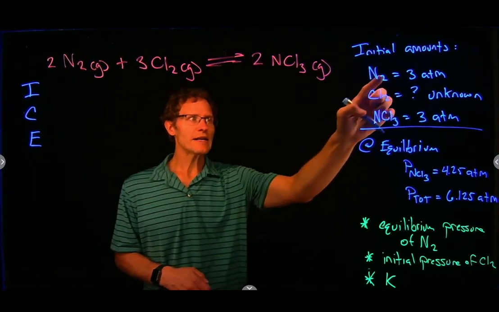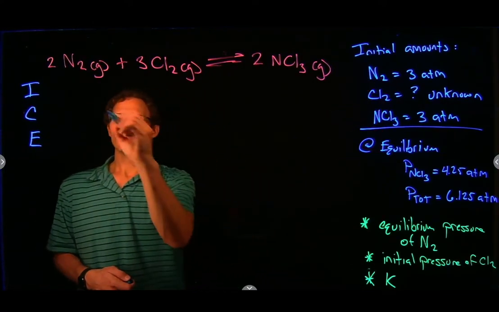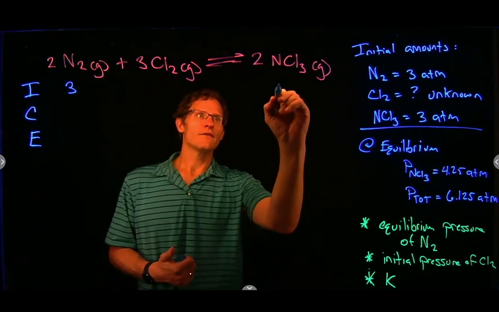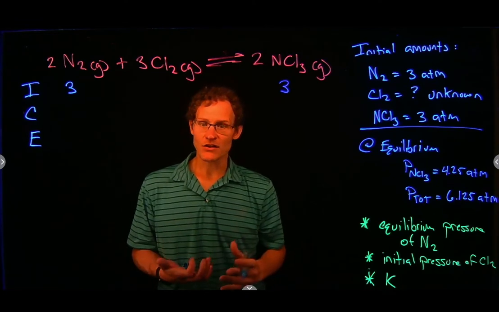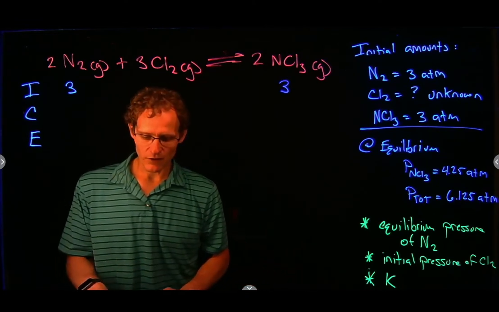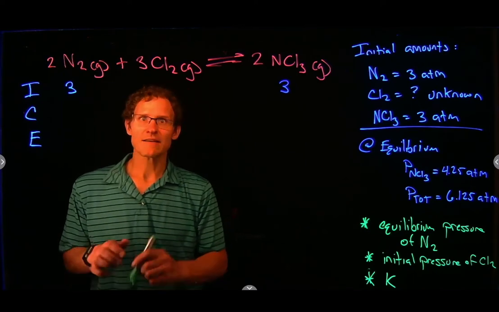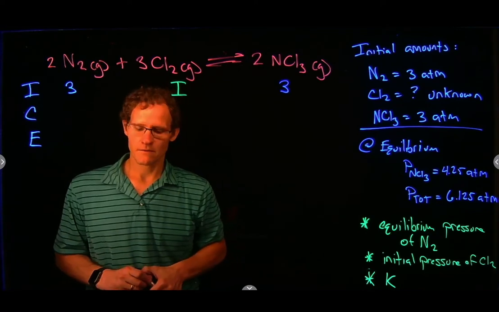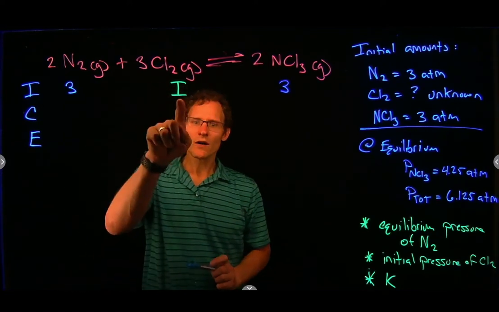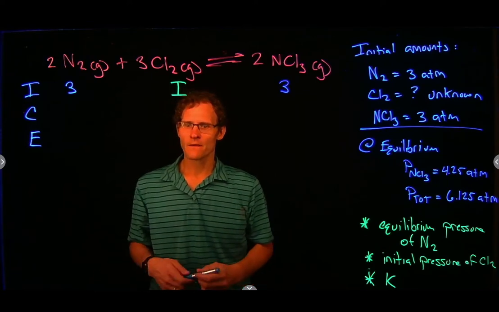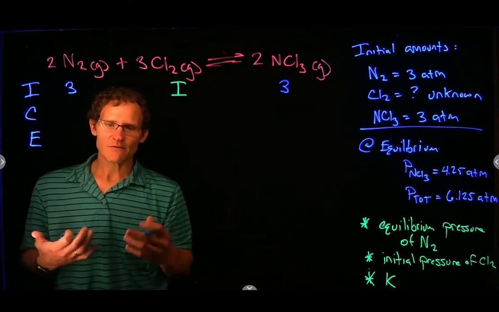Right, so just right out of the information we're given, we have 3 atmospheres of nitrogen initially. We have 3 atmospheres of the nitrogen trichloride initially, and we don't know how much of the chlorine we have. So I'm going to go ahead and just make this a variable, and I'll just assign it I. Okay? So this is going to be one of the things that we want to determine as we work through this problem. Our change is exactly the same as we've seen in the past.